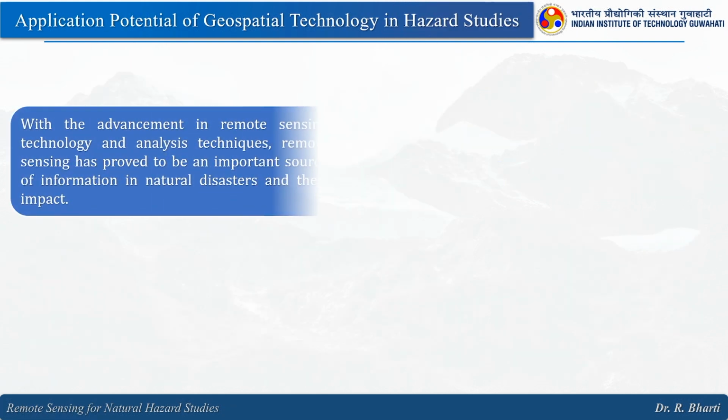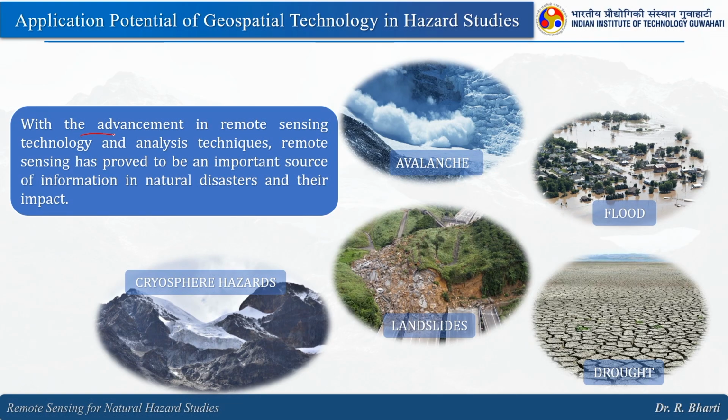With this, I would like to conclude, and I would like to emphasize on the application potential of remote sensing in hazard studies. So, with the advancement in remote sensing technology and analysis technique, remote sensing has proved to be an important source of information in natural disaster and their impact. So, we will have the detailed discussion of each of the natural hazards which are listed in the syllabus, and we will have the detailed information about each of them.